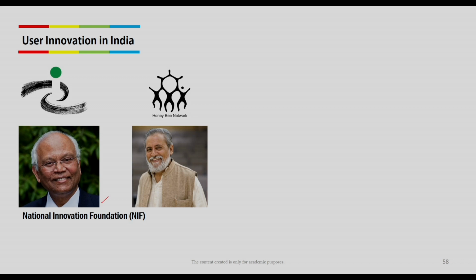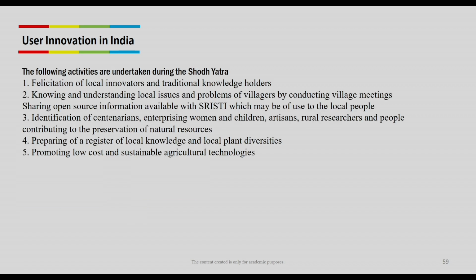For the last 17 years, the Honey Bee Network and the Society for Research and Initiatives for Sustainable Technologies and Institutions have been scouting innovations by farmers, artisans, women, etc. at the grassroots level. What do they actually do? They go on Shodh Yatras, where they find lead users, then they talk to them, they protect their innovations by patenting them, and they also support them to market those products.